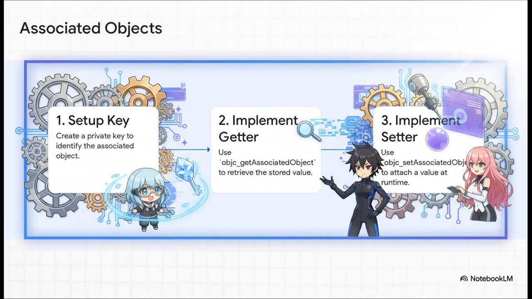Yeah, the code might look a little intimidating at first, but it really just boils down to a three-step process. First, you set up a unique key to identify your new property. Second, in your getter, you use a special Objective-C function to go find that value using your key. And third, in the setter, you use another function to attach or associate the new value to the object. You're basically bolting on a new piece of storage where there was none before.